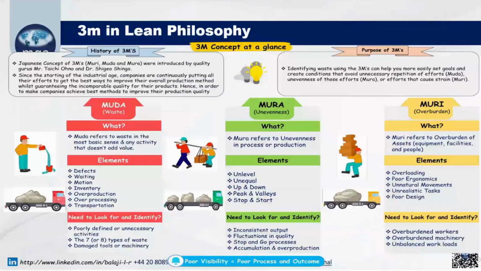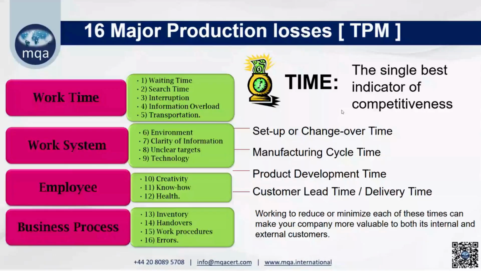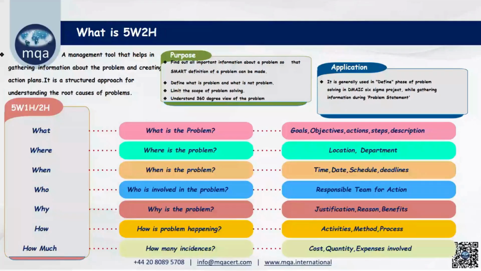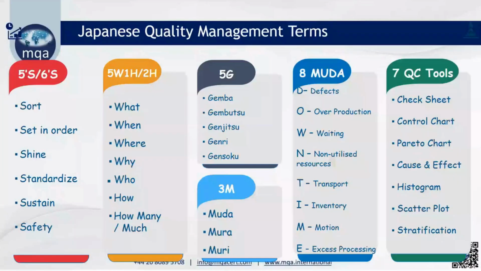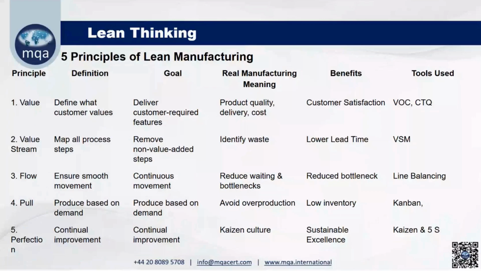We saw Muda, Muri, Mura. We saw the TPM losses, 16 losses. We saw the 5G approach. We saw the 5W2H solution. 7 QC tools we have covered. Japanese tool, lean thinking, lean principle.